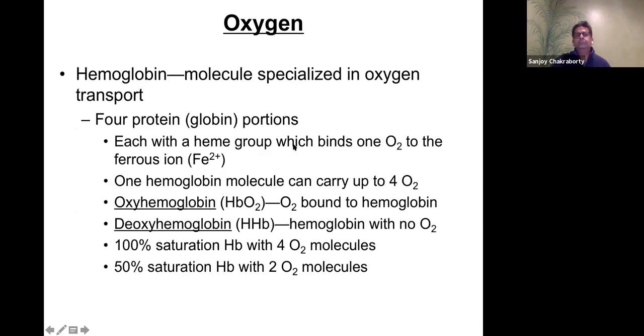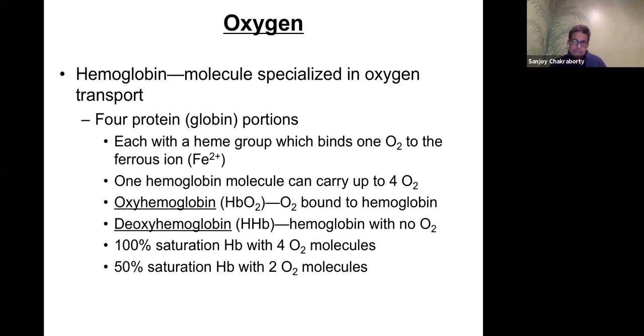So this is oxyhemoglobin; hemoglobin is saturated here. Deoxyhemoglobin is hemoglobin that is not bound with oxygen. 100% saturation means all hemoglobin molecules are bound with oxygen. So the heme in the hemoglobin binds with oxygen and carries it to the tissue, and in the tissue, releases it.